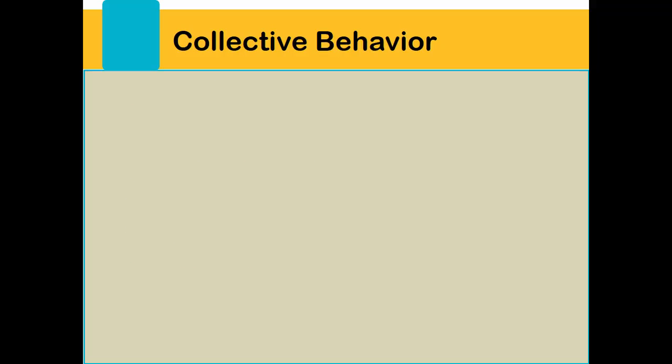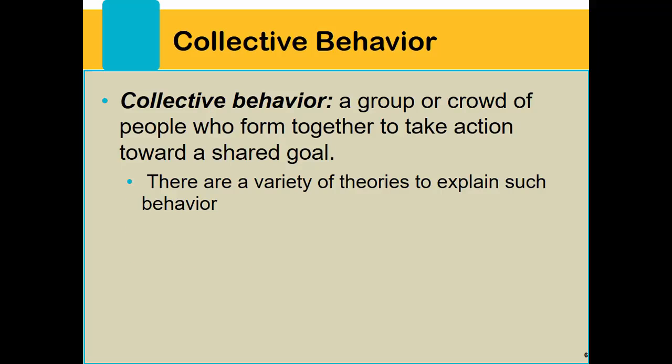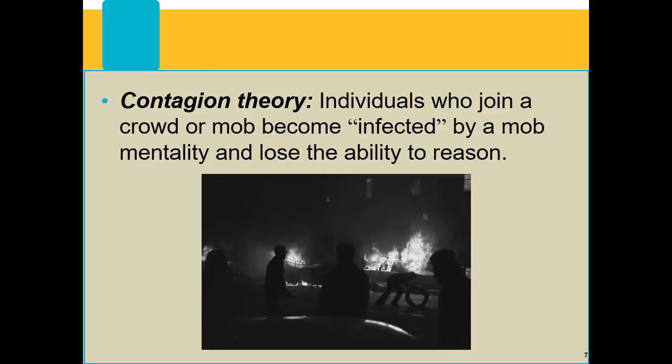Now let's talk about collective behavior for a moment. Collective behavior is defined as whenever a group or crowd of people form together to take action toward a shared goal. And there are a variety of theories to explain such behavior. One example of collective behavior can be understood via contagion theory. Contagion theory states that individuals join a mob or crowd because they become infected by the mob mentality.